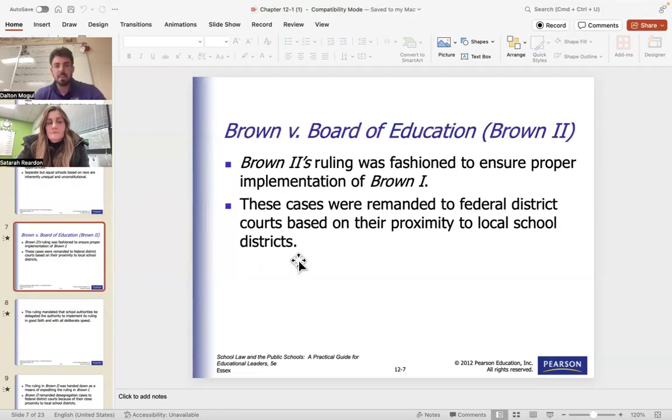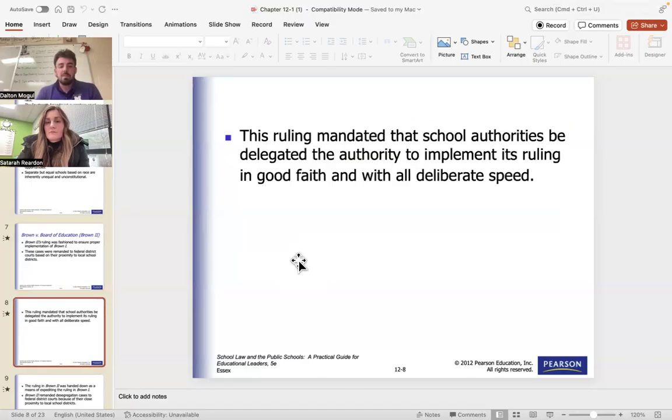So Brown versus Board of Education the second time around, the ruling was fashioned to ensure proper implementation of Brown versus Board the first time around. These cases were remanded to federal district courts based on proximity to local school districts. The idea was we can't see everything that's happening within a community from too far away. So if we go to the district, now we can see the proximity and we're able to address these issues one by one. The ruling mandated that school authorities be delegated the authority to implement its ruling in good faith and with all deliberate speed once again.